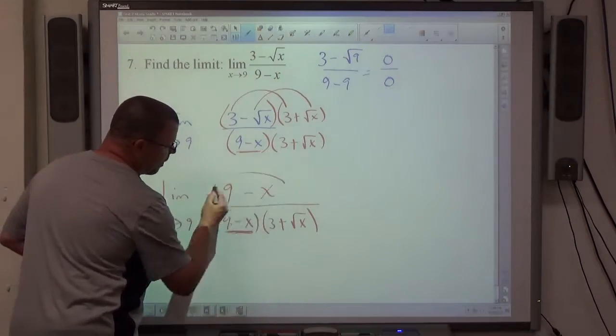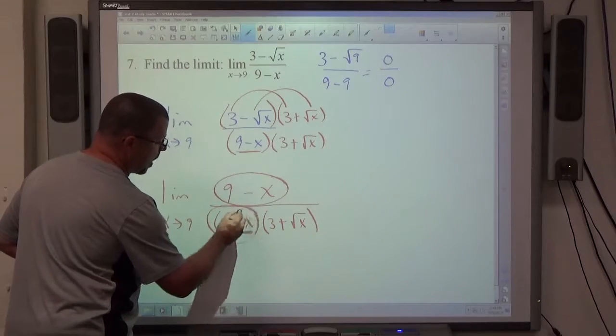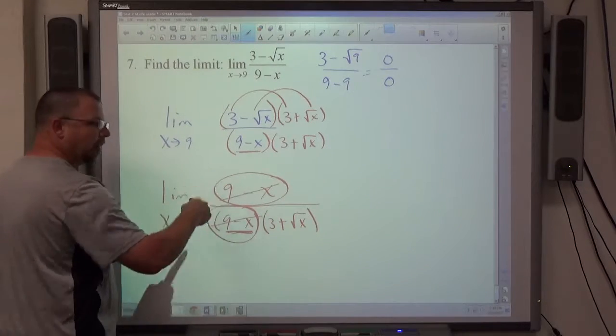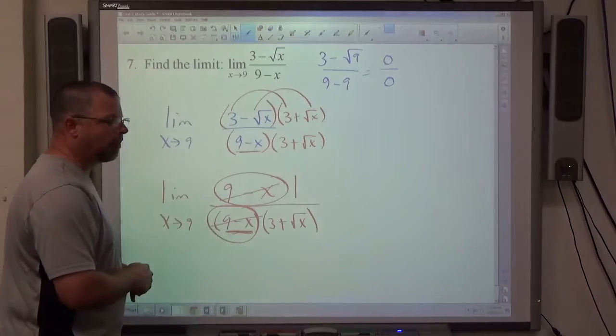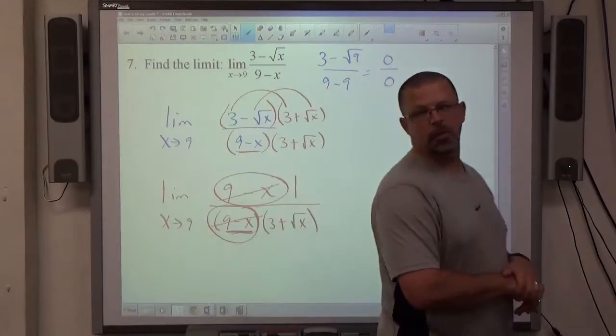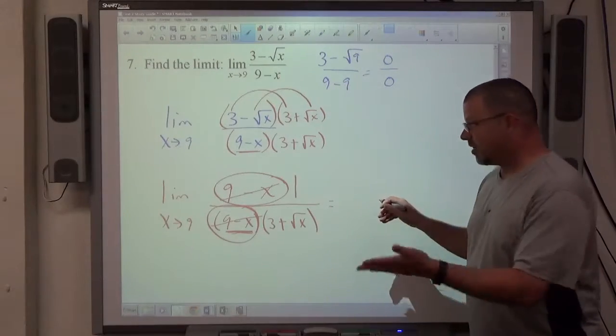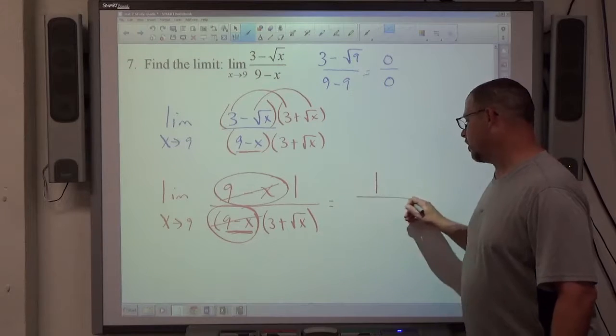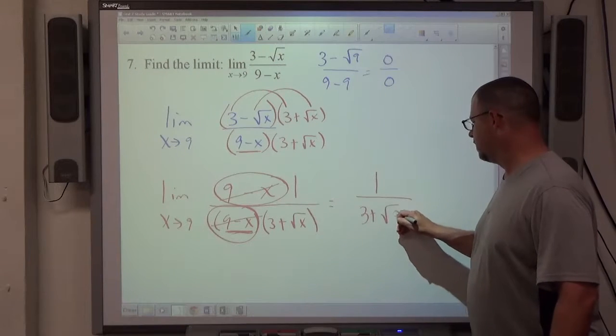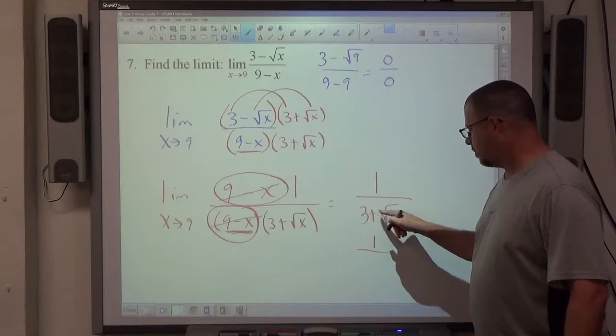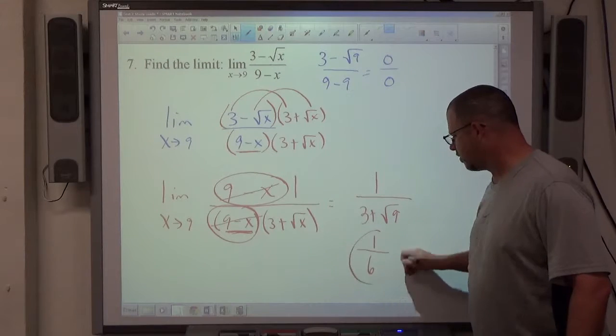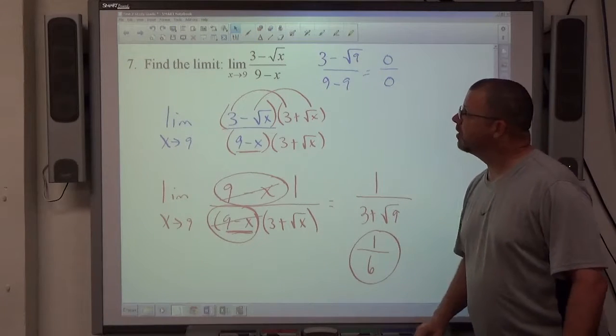And ideally this type of thing happens. A 9 minus x on top and bottom, cancel. Everything off the top means a 1's left on top. 3 plus the square root of x ended up on the bottom. At this point, if I substitute x equals 9 and I get 1 over 3 plus the square root of 9, 3 plus 3 is equal to 6, so 1/6 would be the value of the limit.